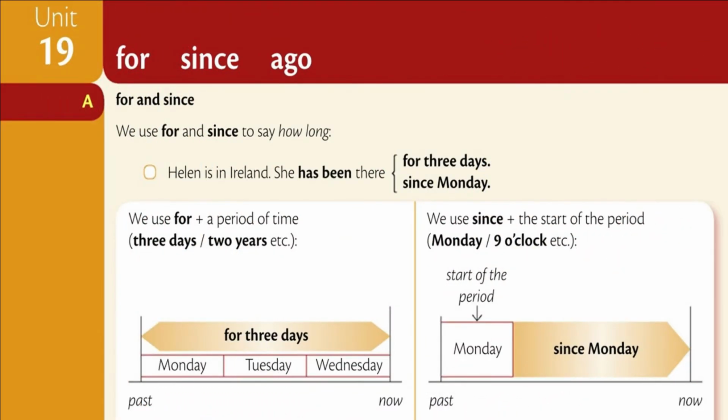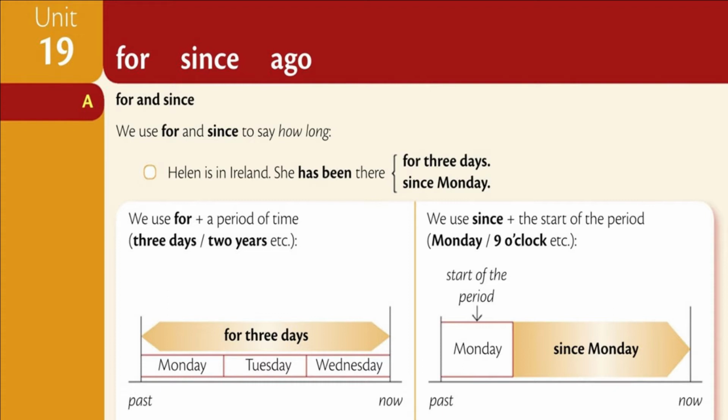Unit number 19. For, since, and ago. Section A. For and since. We use for and since to say how long. Helen is in Ireland. She has been there for 3 days. Or we can say Helen is in Ireland. She has been there since Monday.